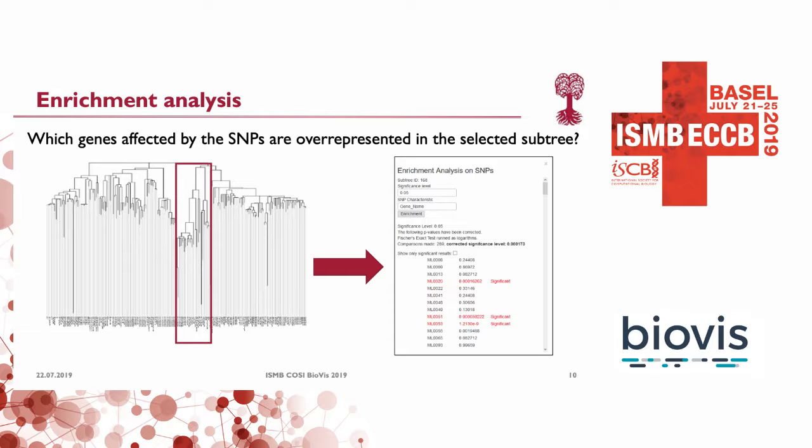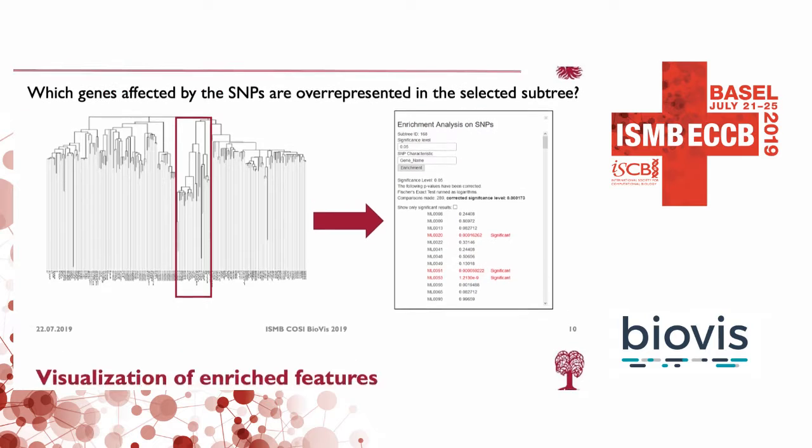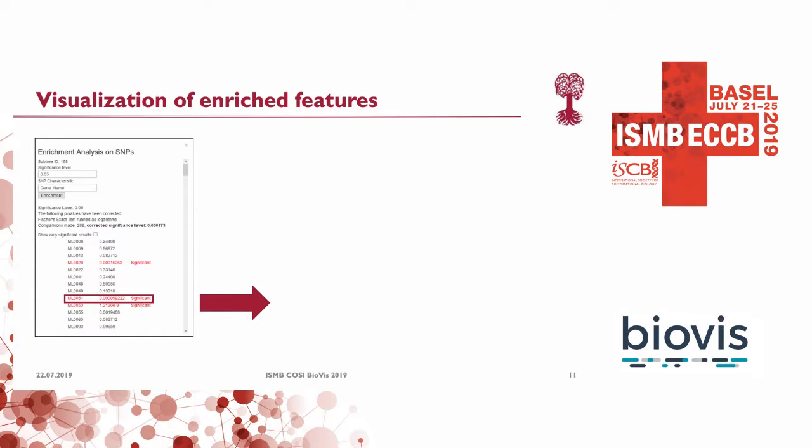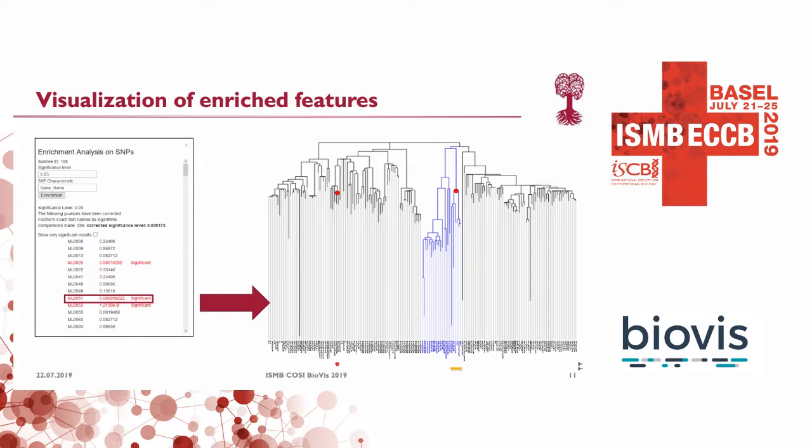From this list, the user is also able to visualize the distribution among the whole phylogenetic tree, as we can see here, by highlighting the different nodes that contain this enriched characteristic, and also is able to visualize the SNPs that lead to this enrichment.